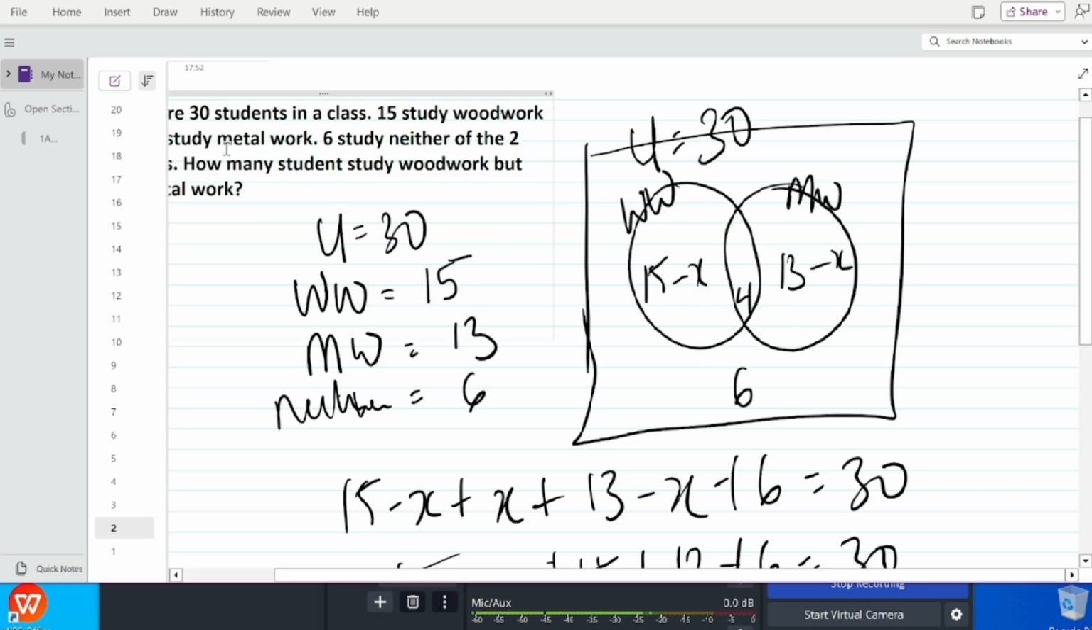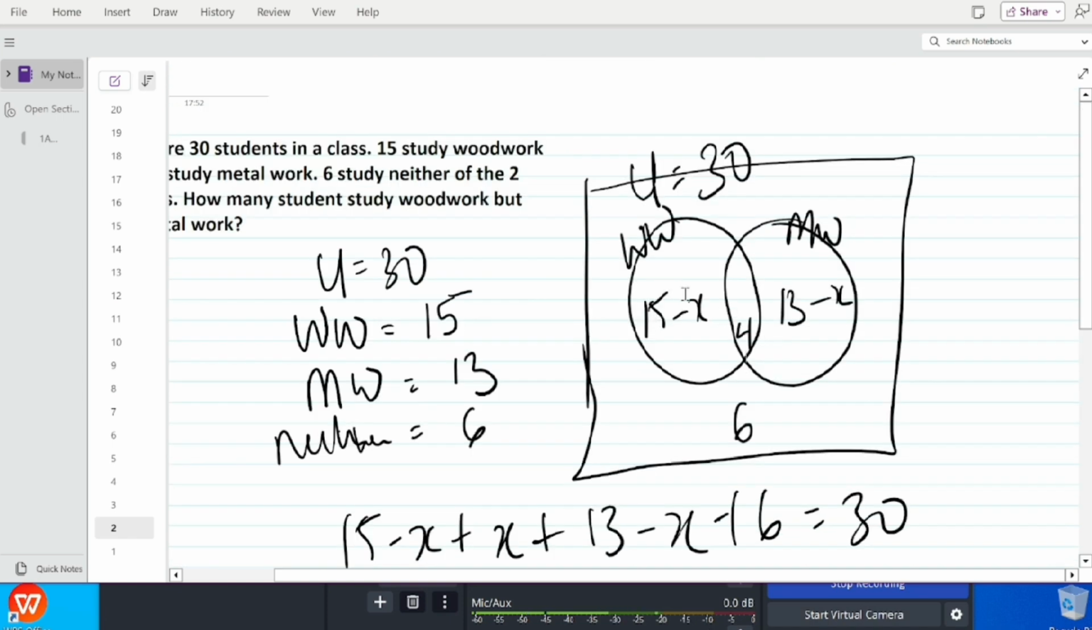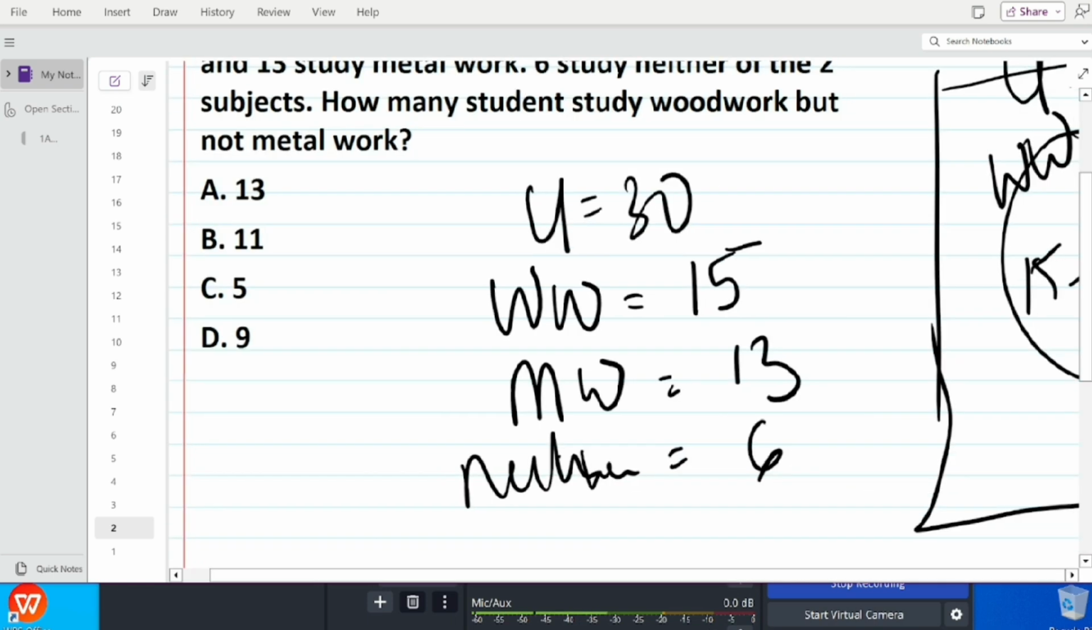Then for those who studied woodwork only, which is WW, will be 15 minus 4, because at the initial point, this contains most people who study woodwork and those who study woodwork and metal work, but we're looking for those who study woodwork only without metal work. So that will be 15 minus the 4 that shared both. So woodwork only will be 15 minus 4, which gives us 11. Our answer is therefore B, 11.